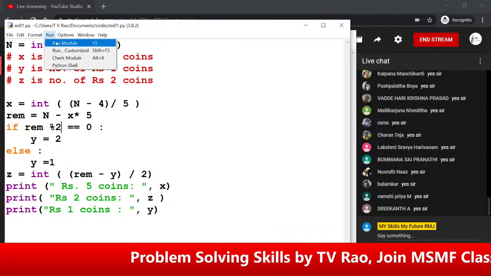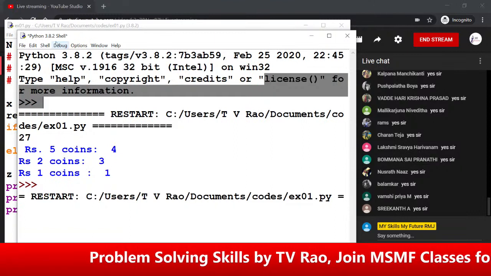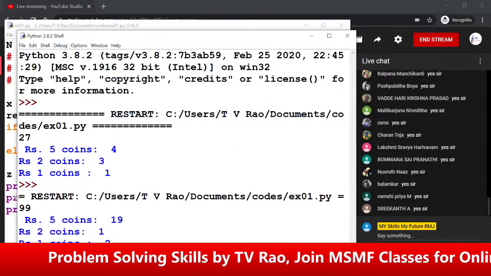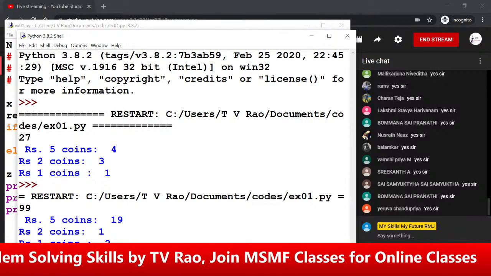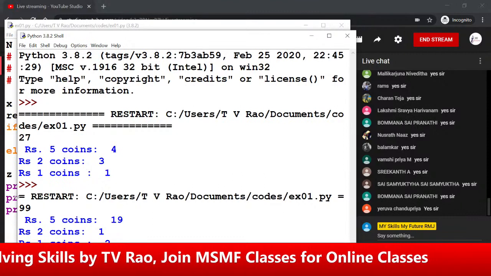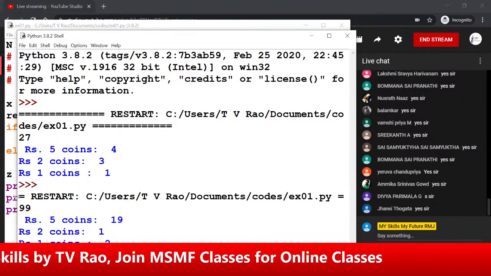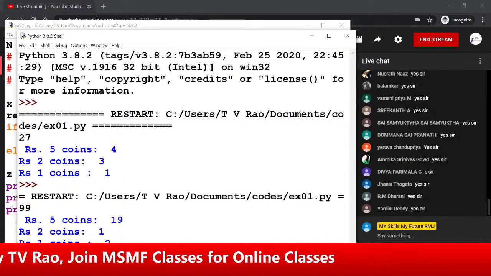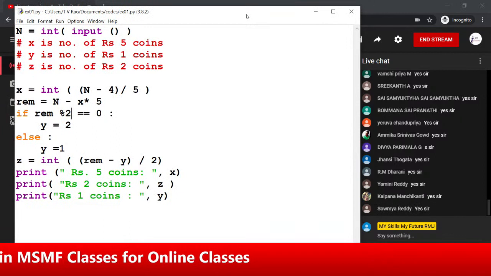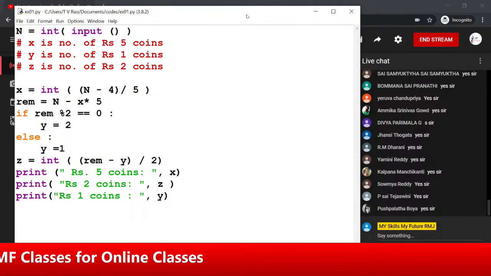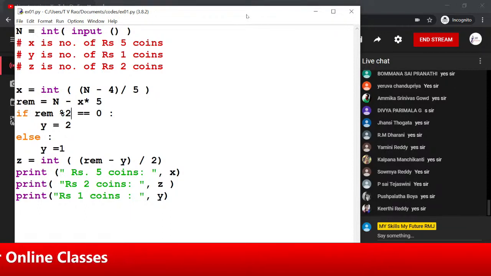I want to pay 99 rupees. So how many coins? 19 coins of 5. Maximize 5 rupee coin and minimize 1 rupee coin. Okay? Is this clear? Did you understand it? See, it all depends upon the logic we use and the patterns the payment has. Okay? So I hope you understand it. Okay, we'll go to next problem, if it is clear.